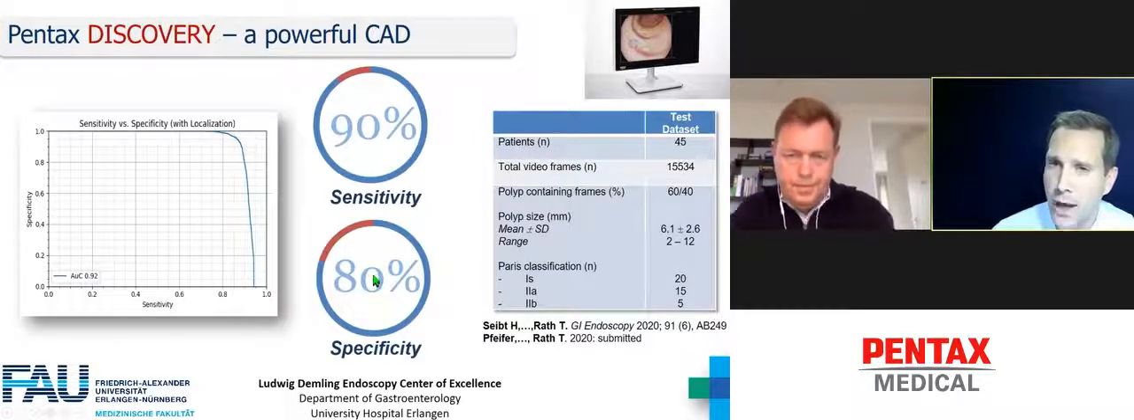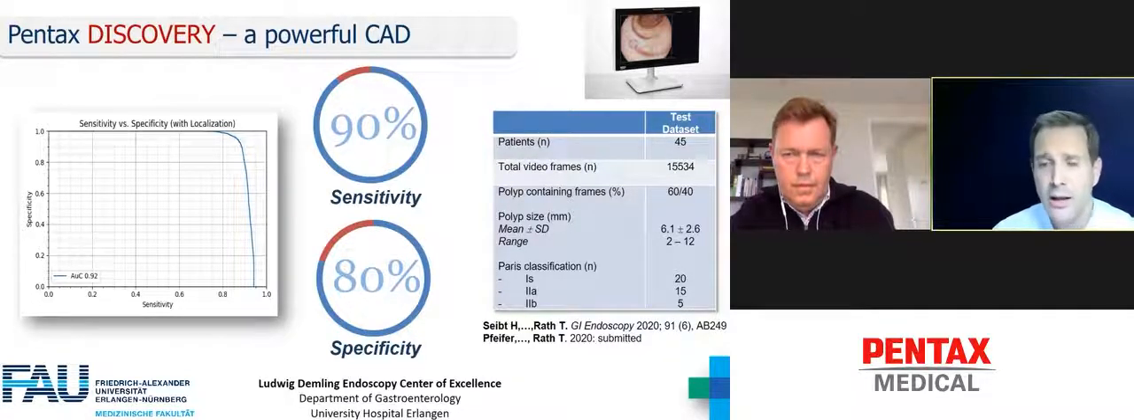And when we analyzed the ex vivo performance, we saw that the system has a high sensitivity of 90% for localization and detection of the polyps. And when I say localization, I mean that the Discovery system correctly localized the polyp within the frame by putting a bounding box at the borders of the polyp.